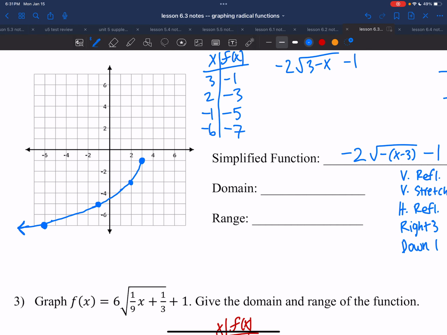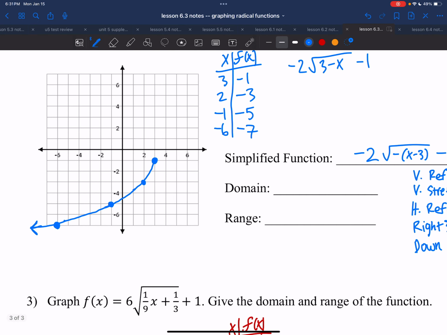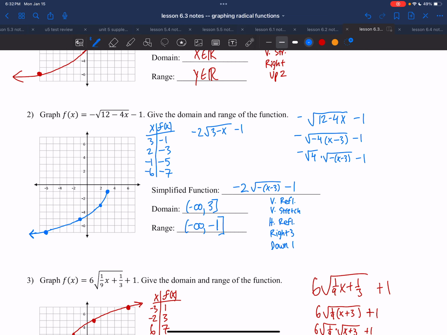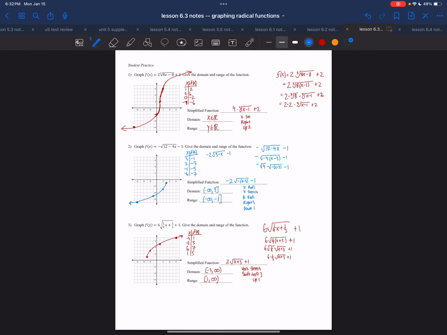Domain and range. Well, domain is coming from the left, from negative infinity, and stopping at positive 3. The range is coming from the bottom, from negative infinity, and stopping at a top of negative 1. Like so. I don't like that bracket. Sorry, I'm picky. It's hard to write on the iPad sometimes. And there it is. We did it.